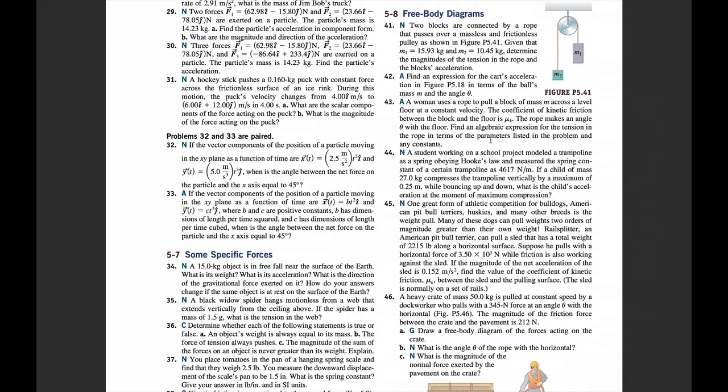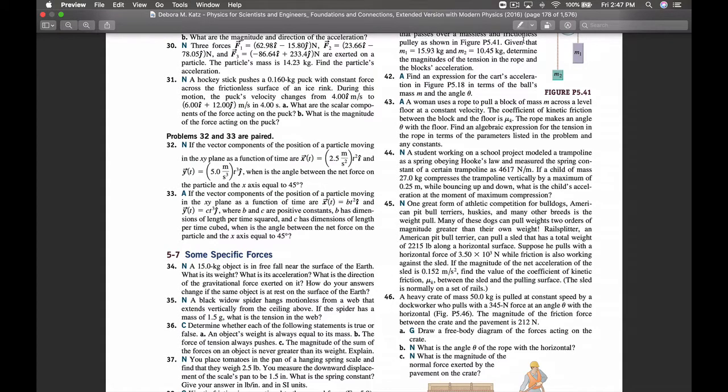So two blocks are connected by a rope that passes over a massless and frictionless pulley as shown in the figure. Given the values of the blocks, determine the magnitudes of the tension in the rope and the block's acceleration. So we need to find the magnitudes of the tension, and we need to find the acceleration. Okay, so finding the overall acceleration is going to be the easier thing to do, and we're going to start with that.